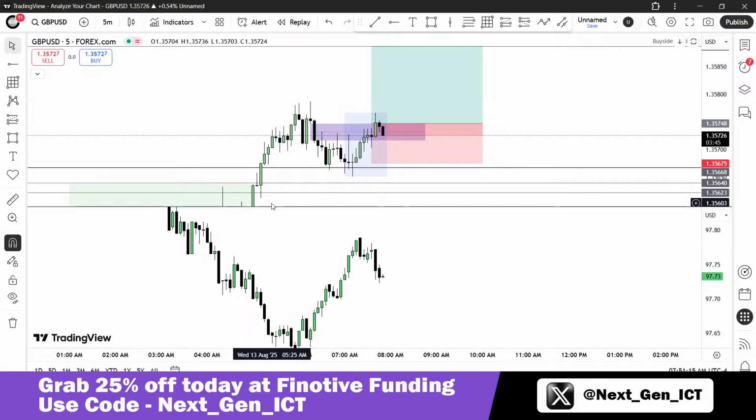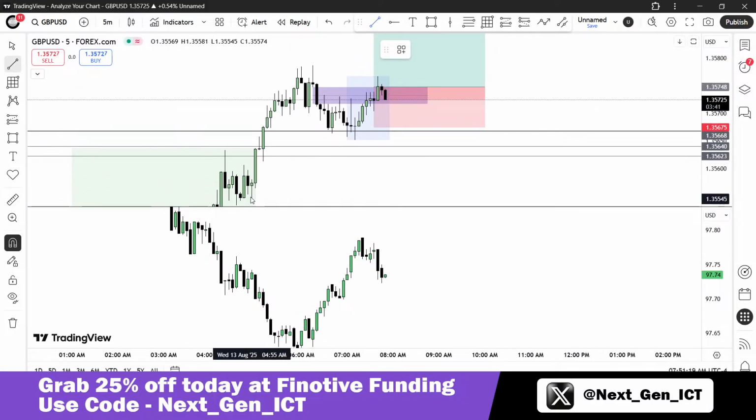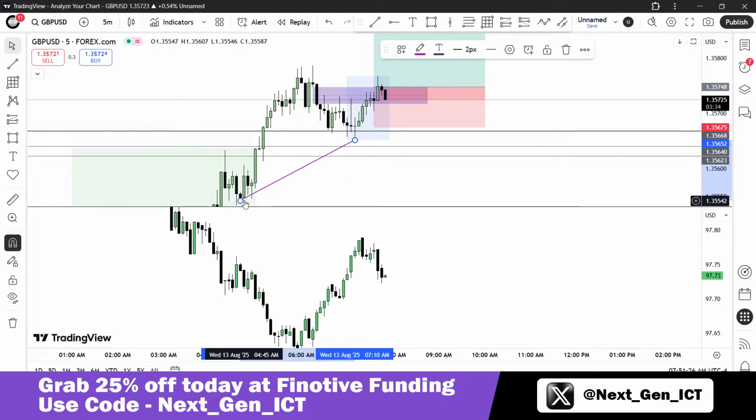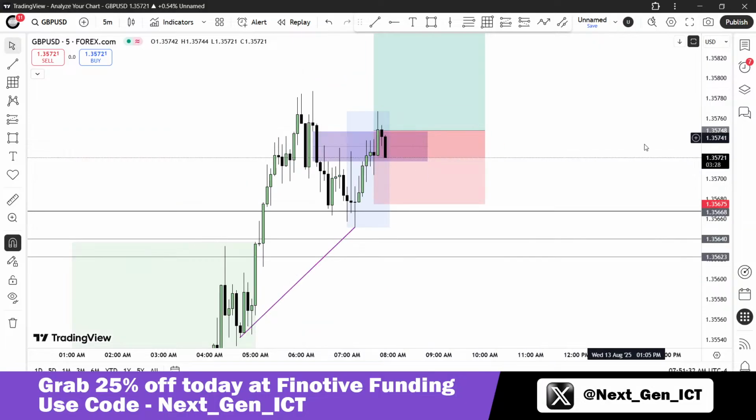Okay, here is also an SMT formed with DXY from this low. See, there's a higher high, but there's no lower low. But let's see.